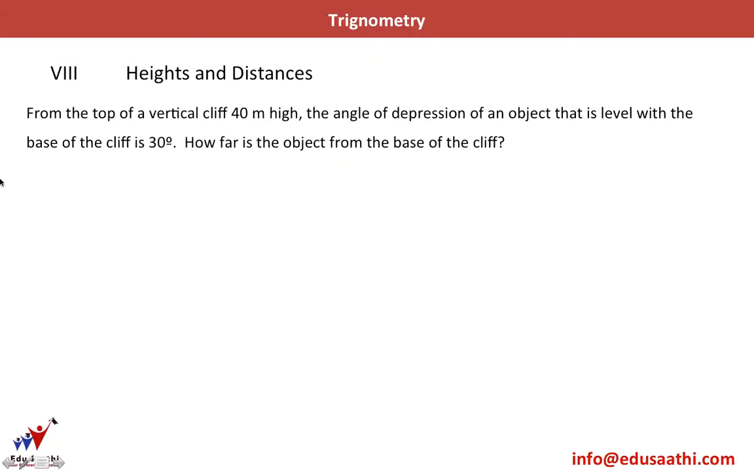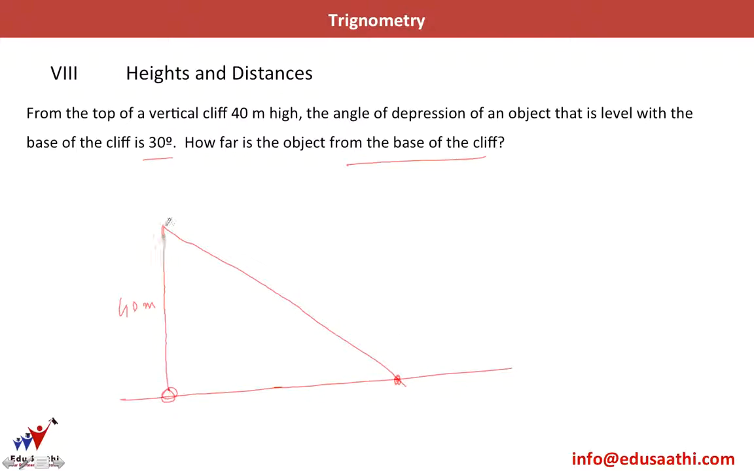Let's try another question. From the top of a vertical cliff 40 meters high, the angle of depression of an object that is level with the base of the cliff is 30 degrees. How far is the object from the base of the cliff? So here I have a vertical cliff which is 40 meters high and the ground level here. Now the angle of depression, let me draw this line first. So I have an object here in line with the base of this cliff.